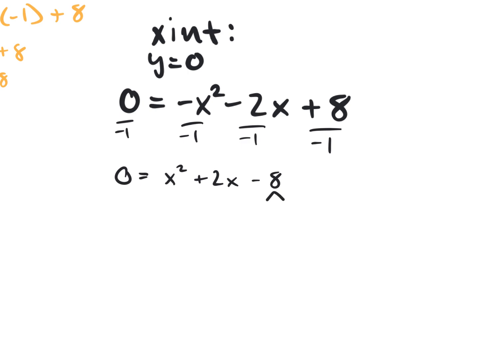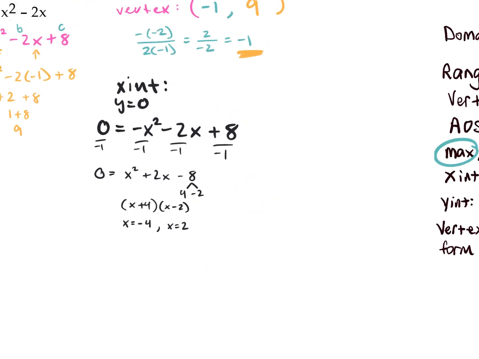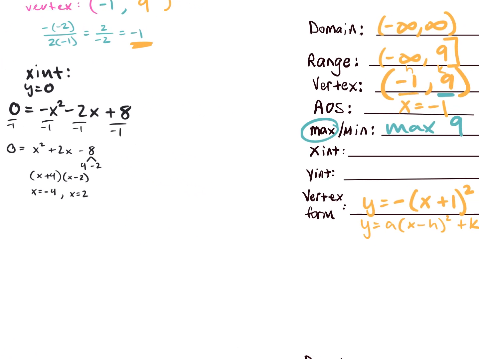What are two factors of -8 that add to 2? 4 and -2, awesome. So we have x plus 4 and x minus 2. So what would x equal? -4 and 2. So these are our x-intercepts. We would want to write them as points. So since it's what x is equal to, they go in the x spot. So -4, 0 and 2, 0.